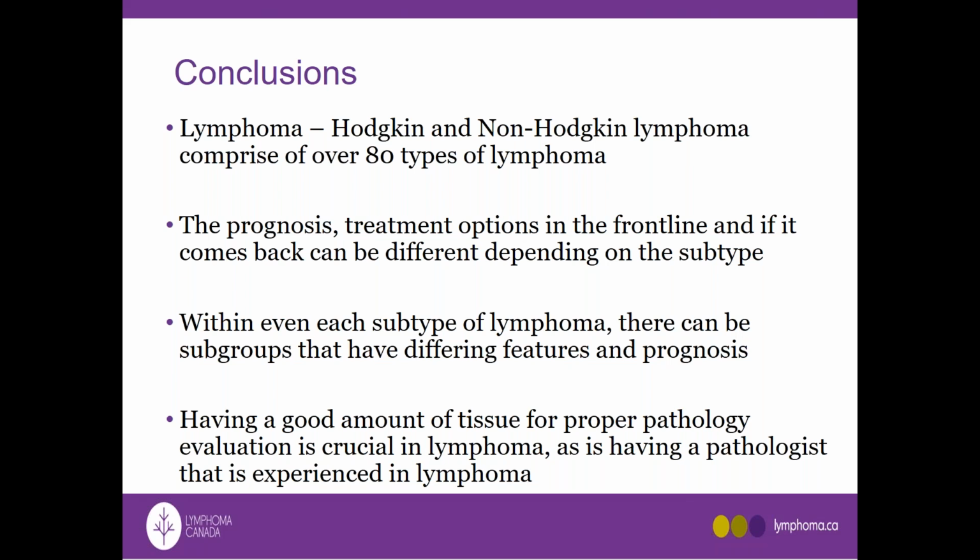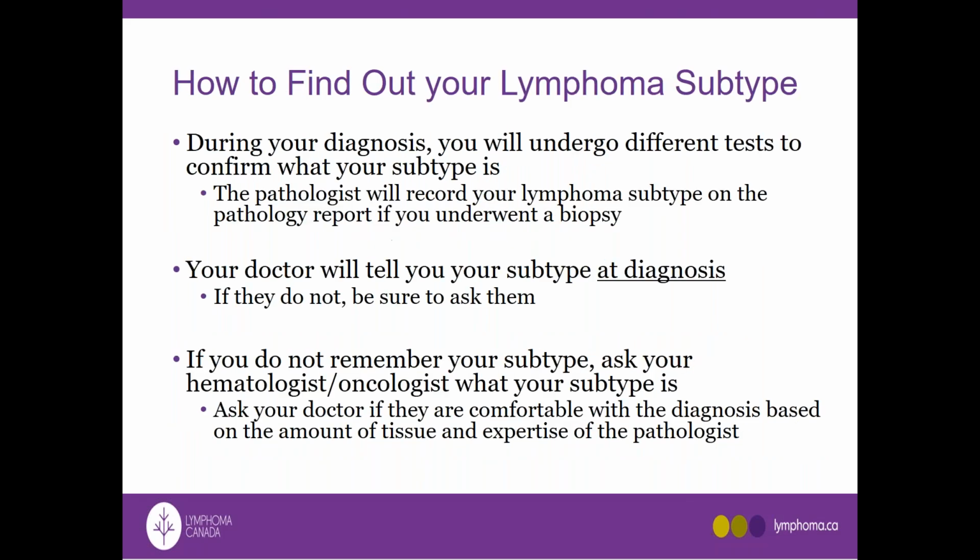Even within each subtype of lymphoma, when we talked about diffuse large B-cell lymphoma and then that really poor subtype, double hit lymphoma, there can be subgroups that have differing features and prognosis. So having a good amount of tissue for proper pathology evaluation is crucial, as is having a pathologist that has experience in lymphoma and can help with a difficult diagnosis at times.